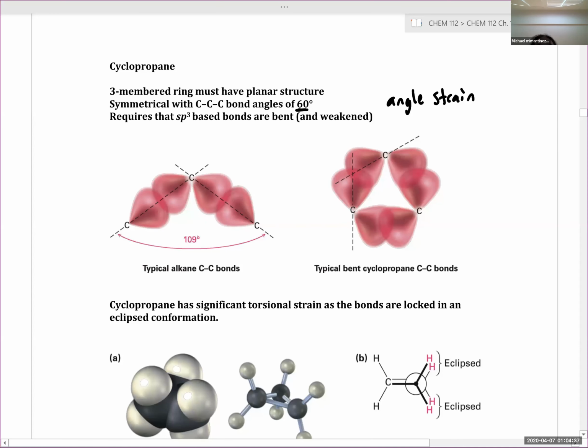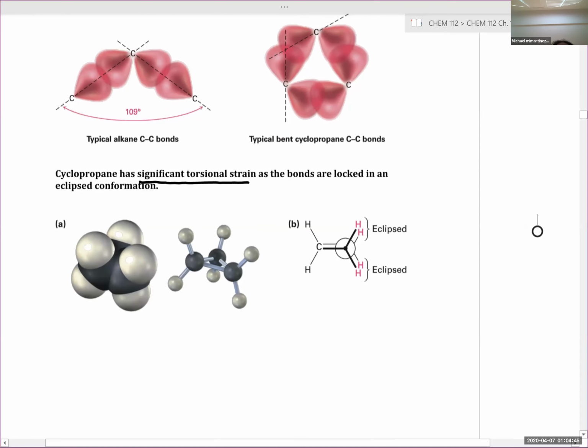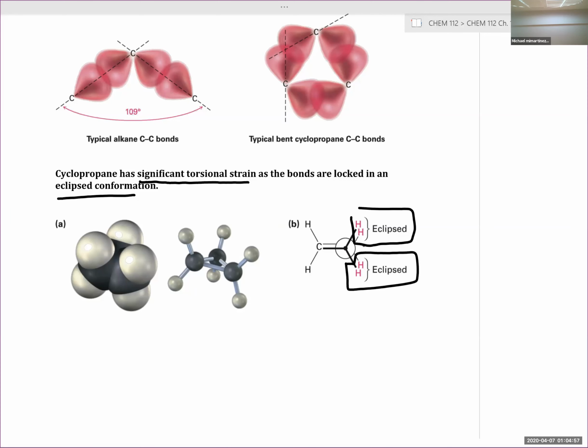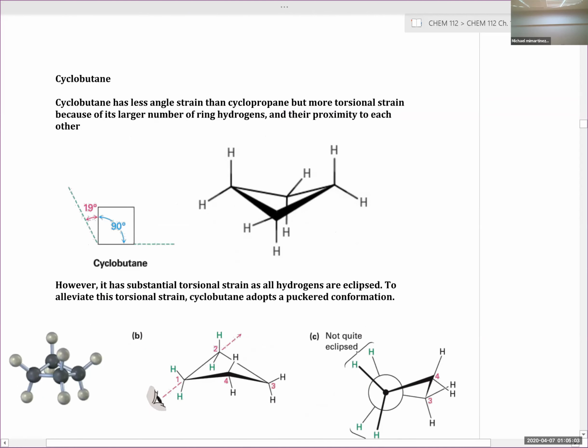Additionally, we know that cyclopropane has significant torsional strain as the bonds are locked in an eclipsed conformation. So we have these eclipsing interactions. Okay, so that's a wonderful review of why cyclopropanes are relatively unstable. Let's now move on and discuss cyclobutane.